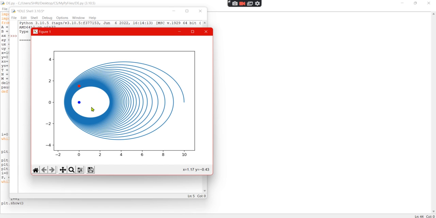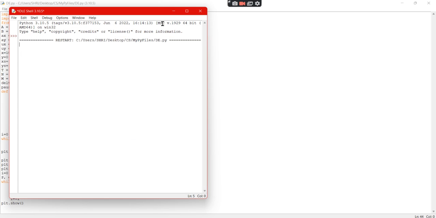Just look at it spiraling down. How beautiful is this? All right, let's stop this. This is crazy. Okay, yes, I want to kill the program.